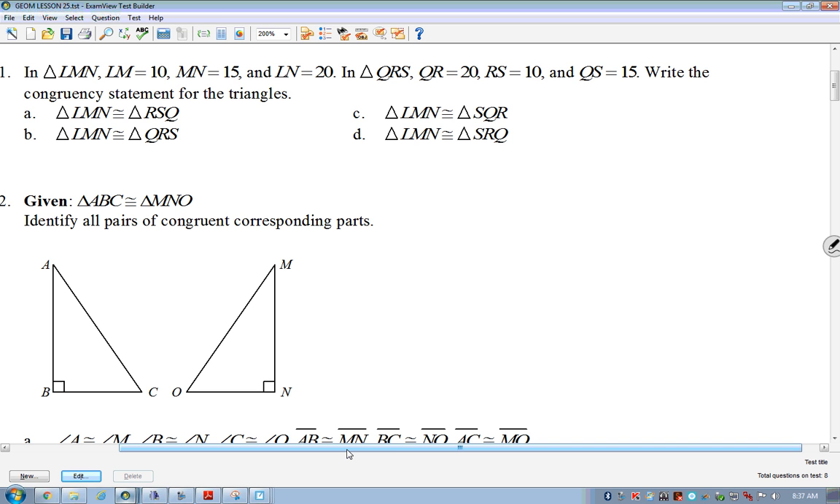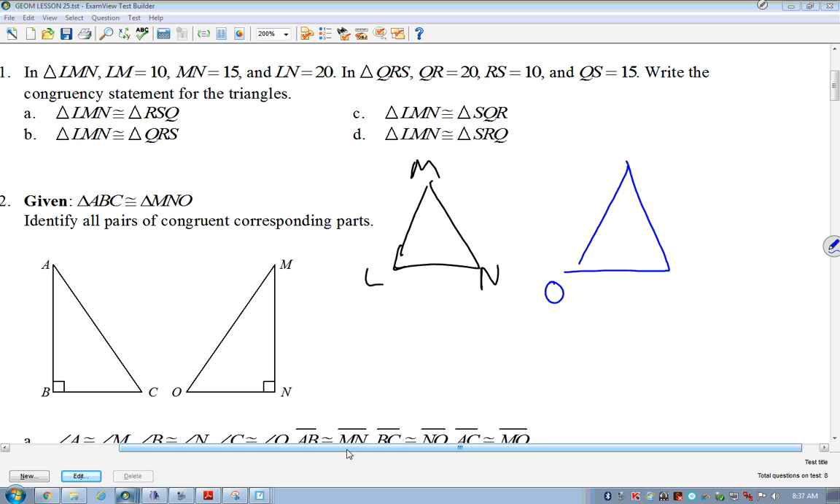What's the best way to start this to be able to know for sure? Draw it. Okay, so L, M, N. Okay, let's do Q, R, S, because we would like to assume that LMN and QRS are in alphabetical order, so L corresponds to Q, M corresponds to R, N corresponds to S. That's what we would naturally assume, but we can't assume. We have other information that we can put in.